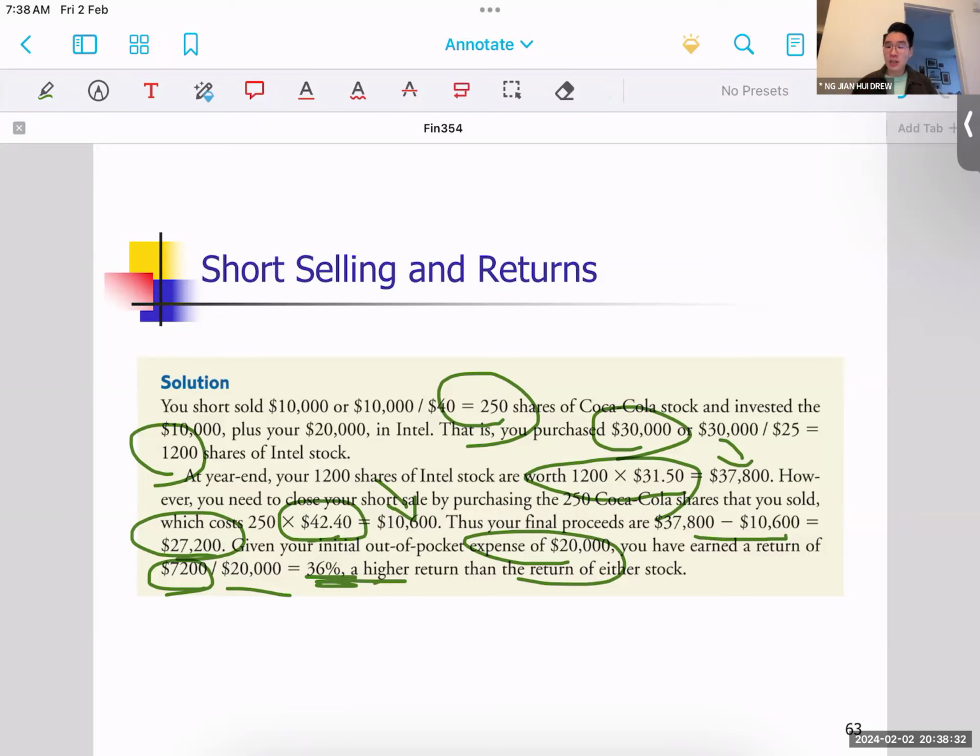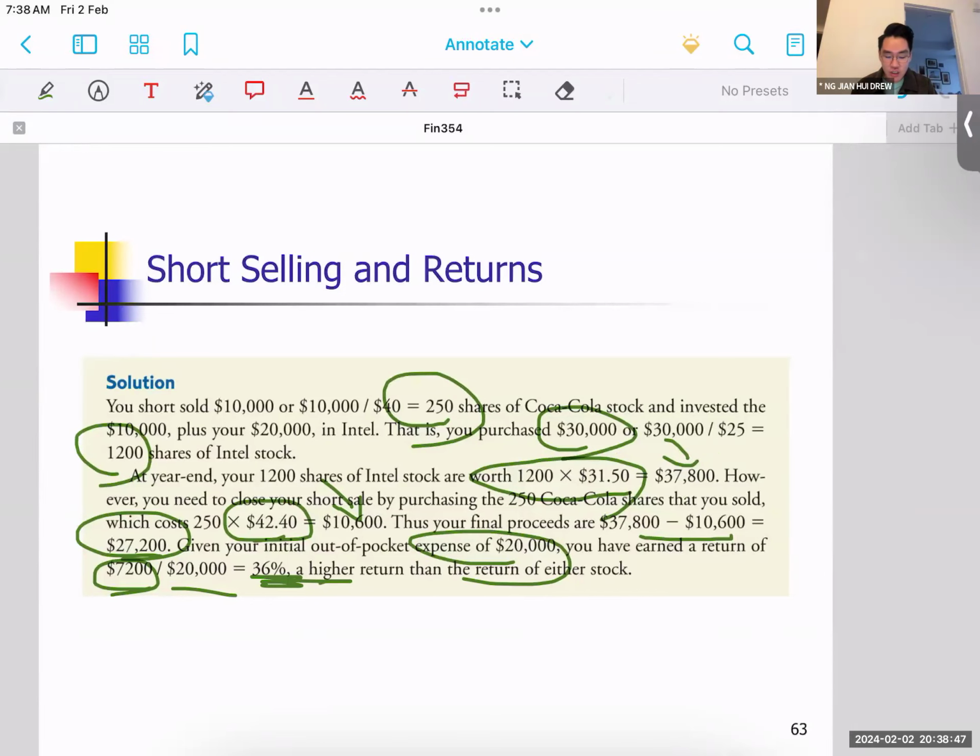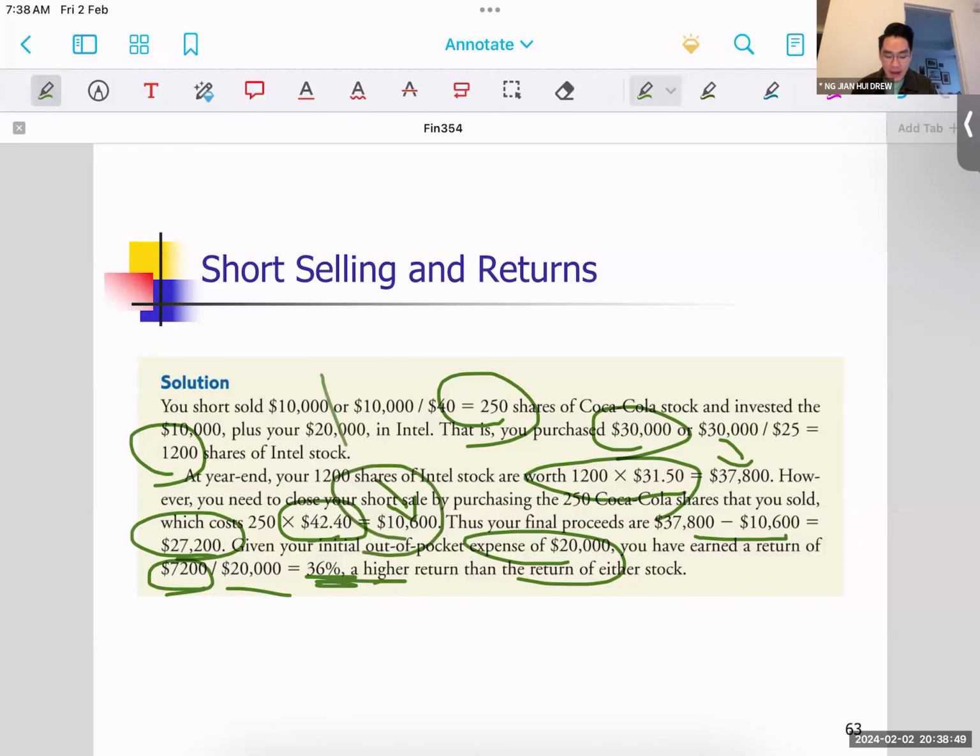So in the short position, you are taking more risk by taking an implied loan, but you get more return, right? And the risk of this loan is that if you have no liquidity to pay back this short position, that's where you become bankrupt.